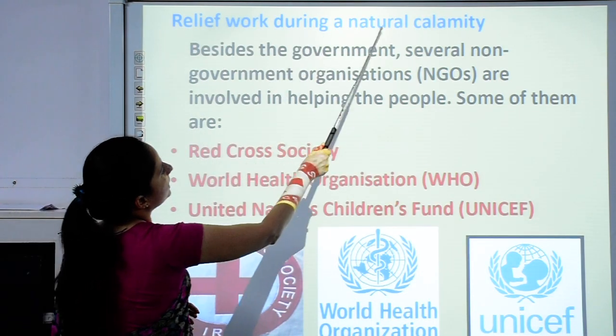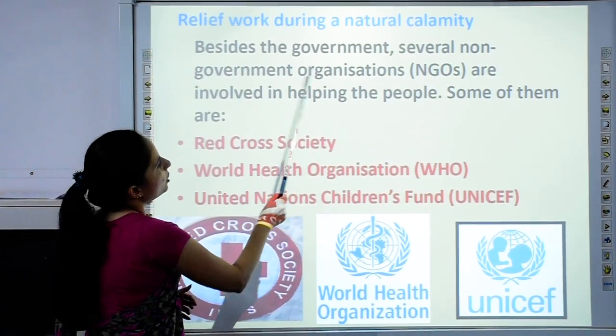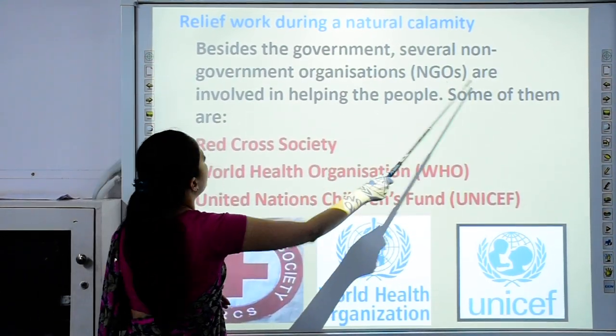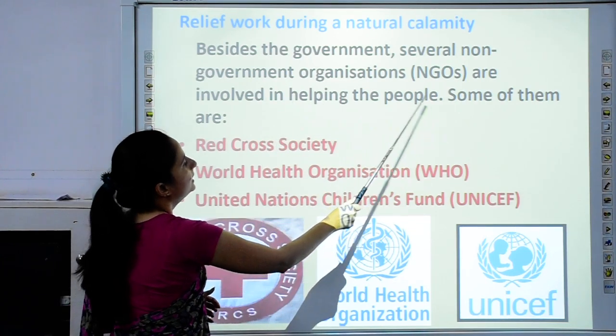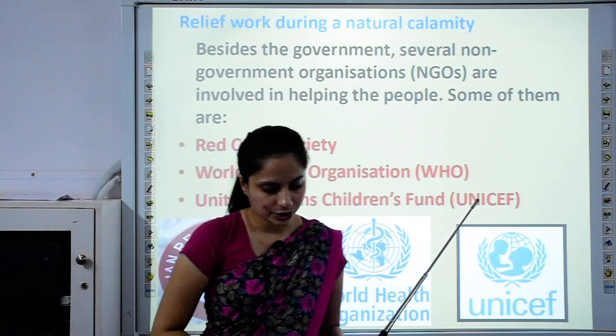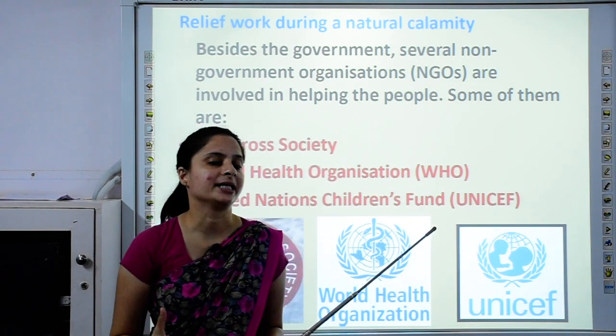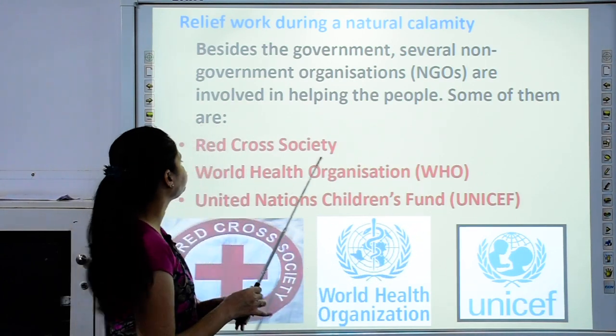Relief work during a natural calamity. Besides the government, several non-government organizations, which are NGOs, are involved in helping the people. Some of them are the Red Cross Society. Red Cross Society provides immediate help at the time of natural disasters by providing clothing, food, shelter.